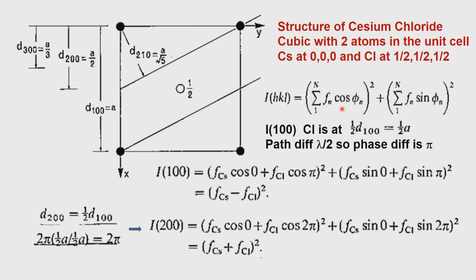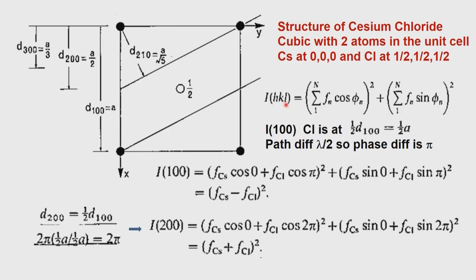The structure factor is a complex number, and the square of the structure factor gives us a value which is proportional to the intensity. It is expressed as cosine plus i sine in the complex diagram. Since that is our structure factor, when we square that quantity, we get this expression.